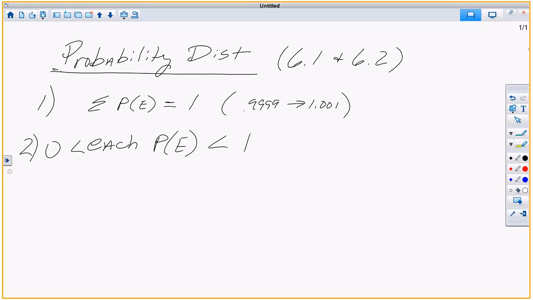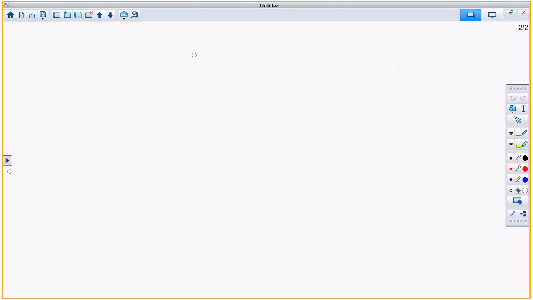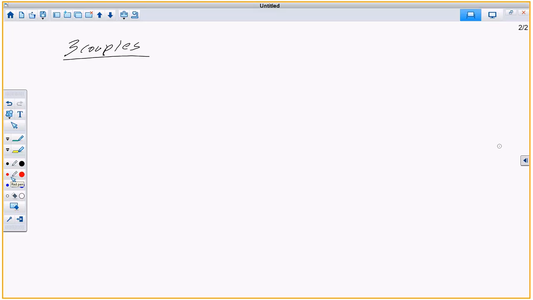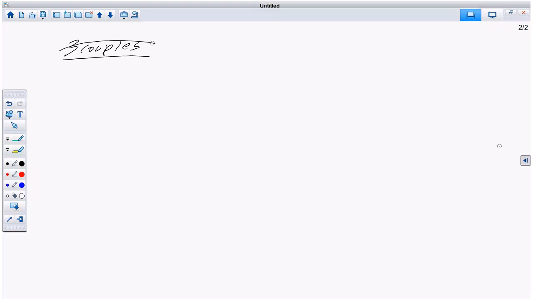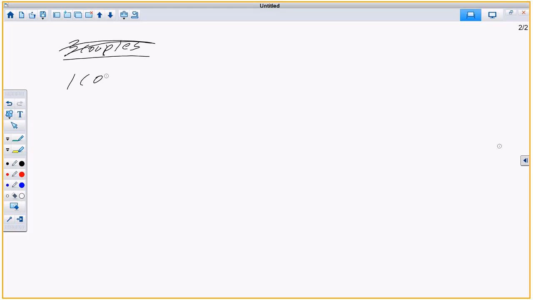All right. Now, let's go to the next one and show you a probability distribution. Well, I'll just do it this way. You have 3 couples that are going to have children, or you have one couple. Let's do it this way. One couple that wants to have 3 kids.